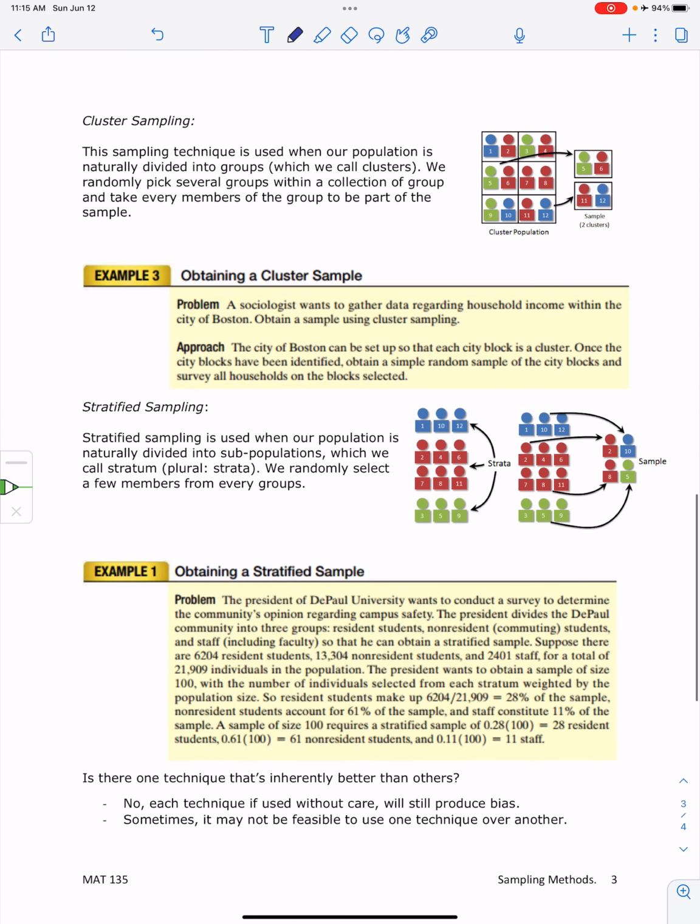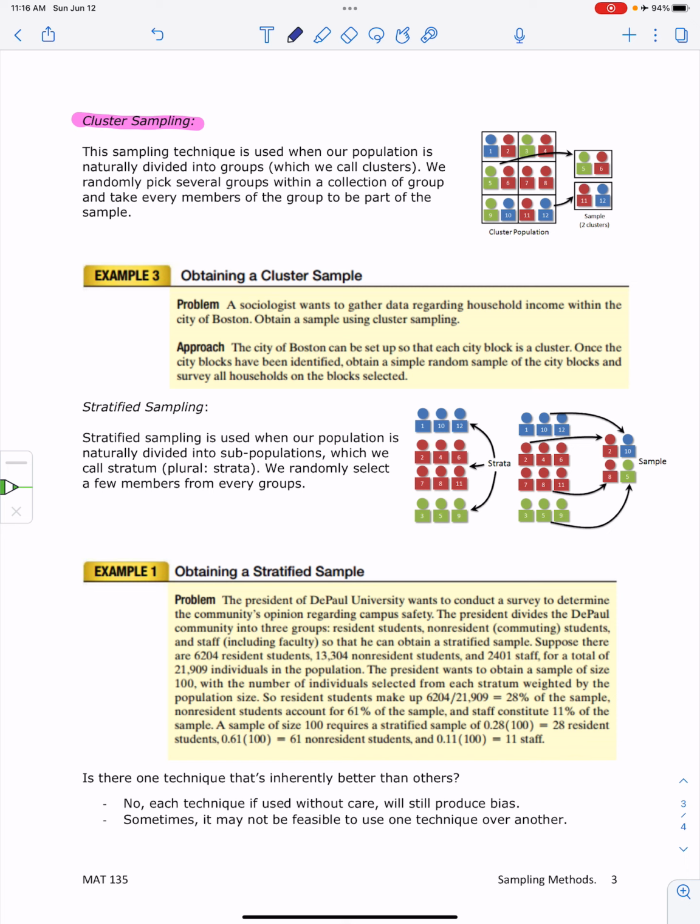We have 2 more which are easy to mix up for students. First one is cluster sampling. This is used when the population is naturally divided into groups, which we are calling clusters. We randomly pick clusters and use every single member in the cluster as part of the sample.